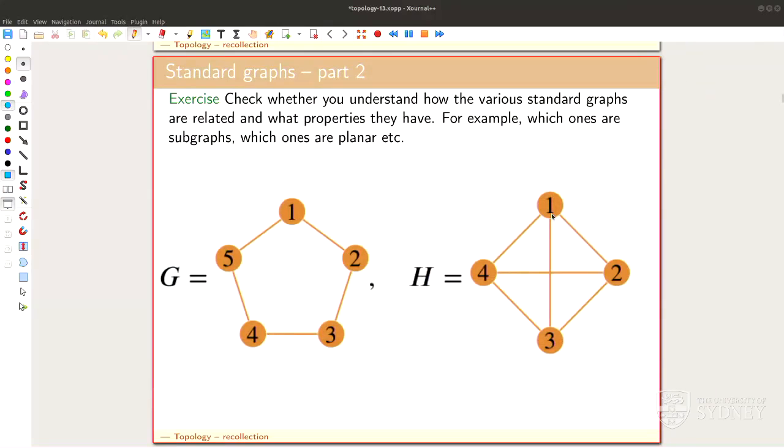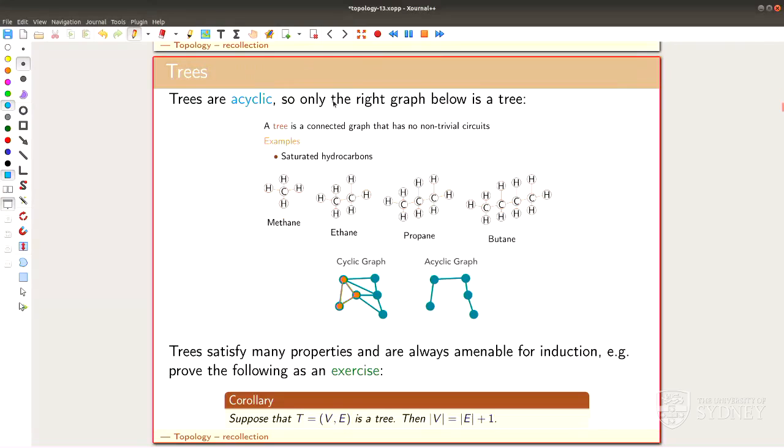So here, again, you should immediately think, oh, that's a cycle, and that's K4, so we actually know what to do with them. We immediately know that G is not a subgraph of H, because it has too many vertices, so how can it be a subgraph? But H is planar, because Kn's are planar if and only if n is 1, 2, 3, 4. So this is really good. If you end up in this situation, it's always really, really good.